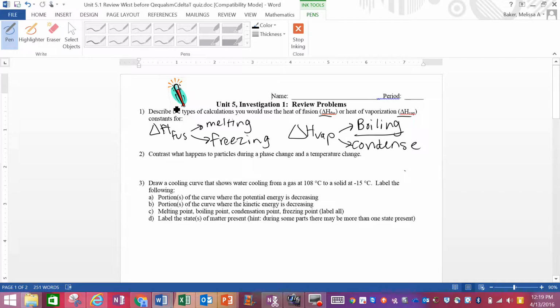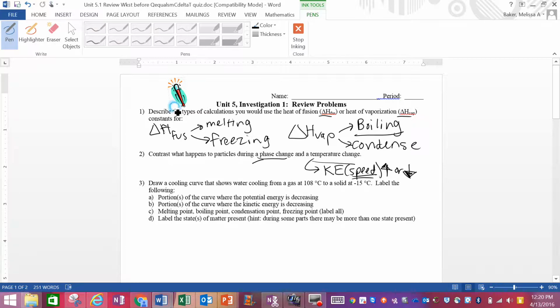What happens to particles during a phase change versus a temperature change? Let's start with temperature change because it's a little bit easier. When the temperature is changing, the kinetic energy, the speed of the particles, is either increasing if you're adding energy, or it's decreasing if it's releasing energy. So it's all about how fast the particles are moving.